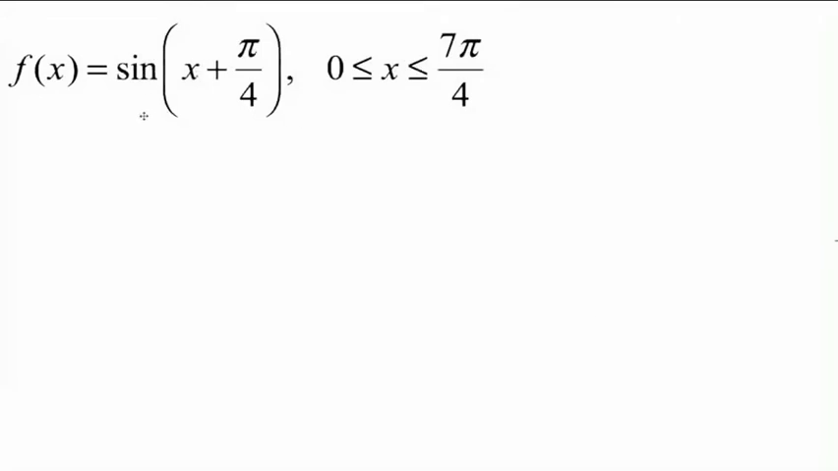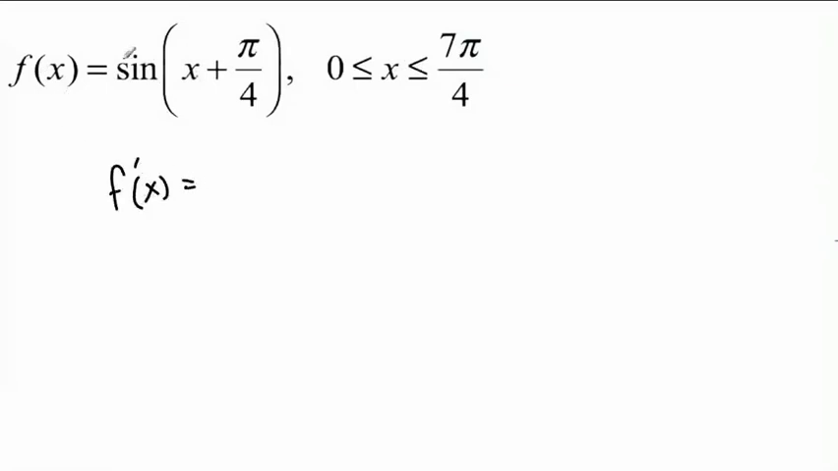All right, with this one, we are trying to find the maxes and mins within 0 and 7 pi fourths. All right, so 7 pi fourths is really close to 2 pi, so we're going from 0 to almost 2 pi, but not quite 2 pi. So what we need to do is find the derivative of this right here.